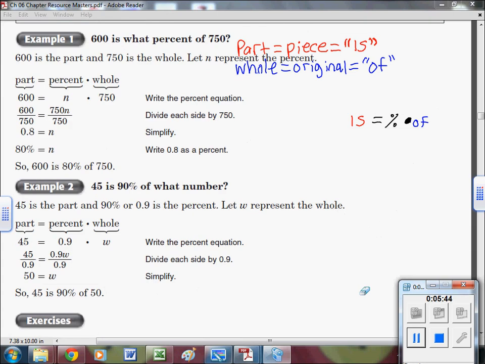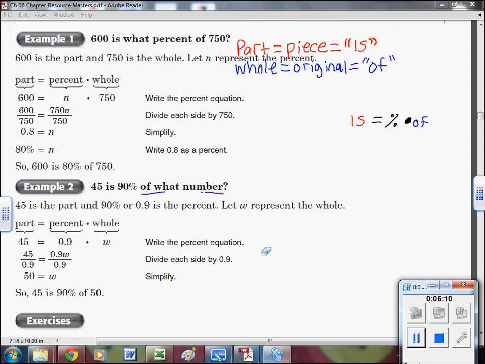All right, so in our previous example, we were looking for the percent. That's what was missing. So now in example 2, we know the is number, we know the percentage number, but now we're missing the of number. We're missing the whole number, the original number. So we know the piece, we know the percentage, we're looking for the whole. So this one's a slightly different scenario. But I want you guys to see it sets up exactly the same.